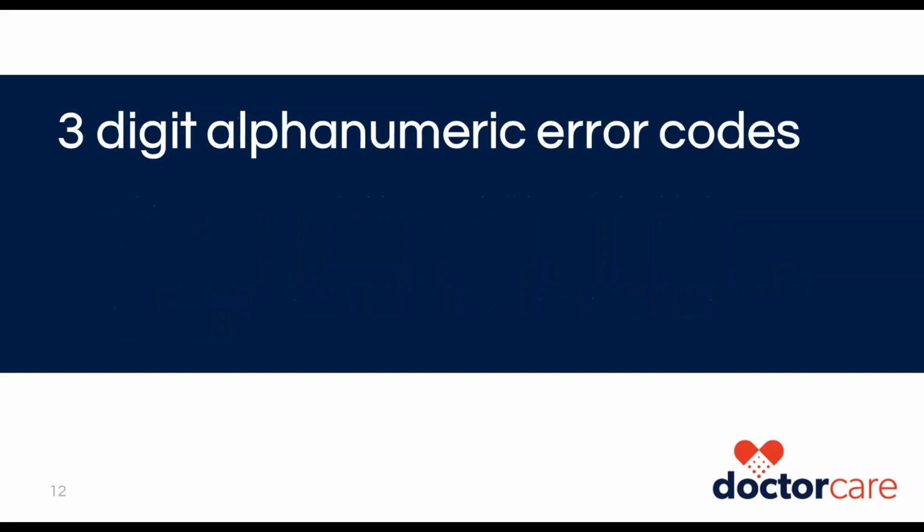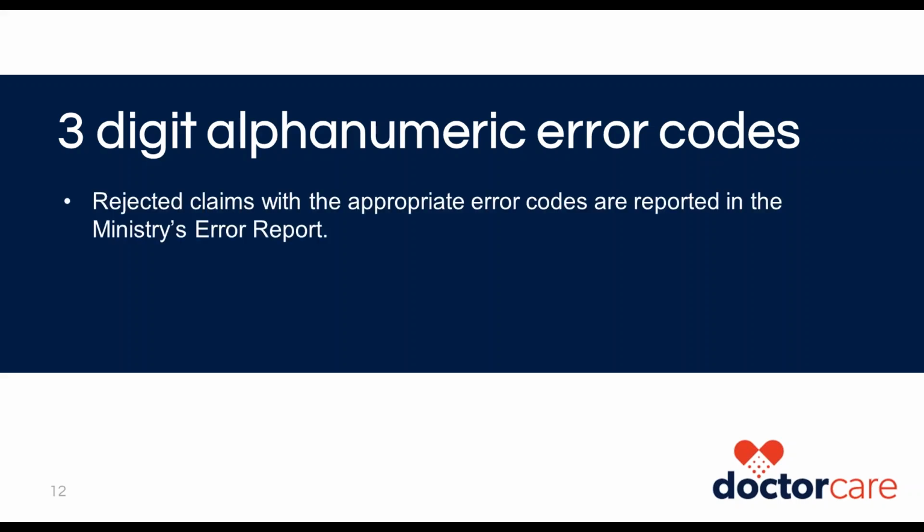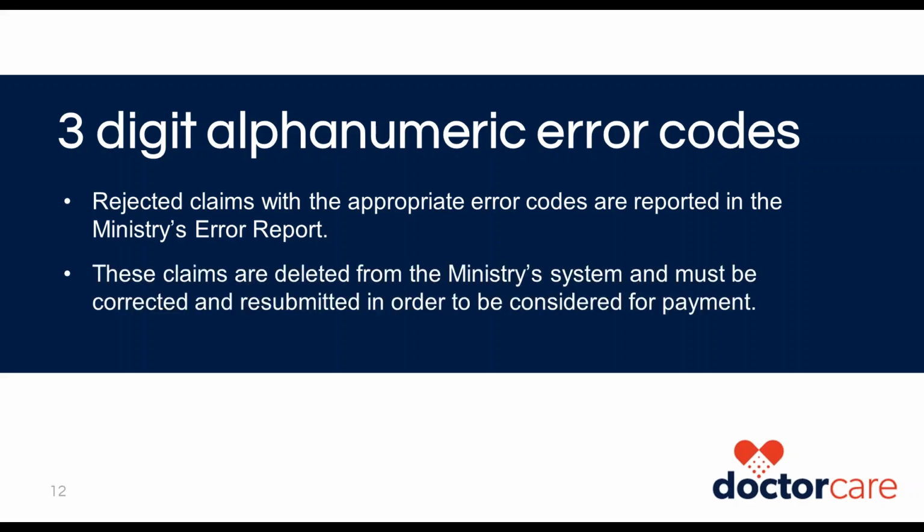For the purpose of this webinar, we are going to focus on 3-digit errors. Again, for those new to primary care practice billing, here's a very quick recap on the definition of a 3-digit error. 3-digit alphanumeric error codes are the rejected claims with the appropriate error codes that are reported to you in the ministry's error report. These claims are deleted from the ministry system and must be corrected and resubmitted in order to be considered for payment.